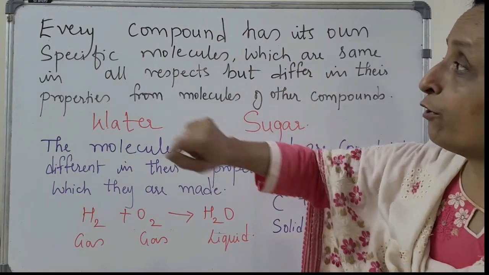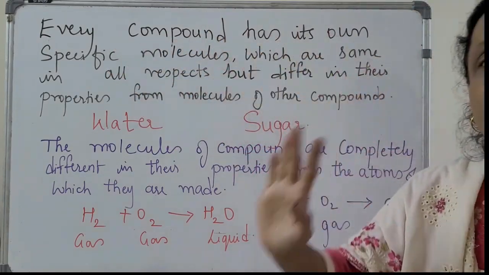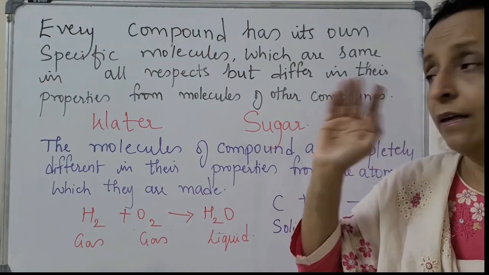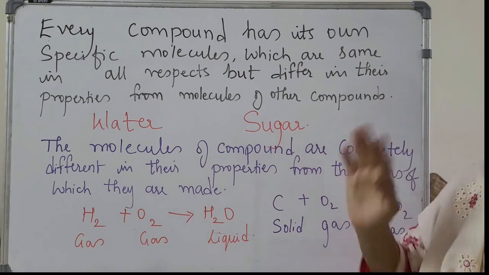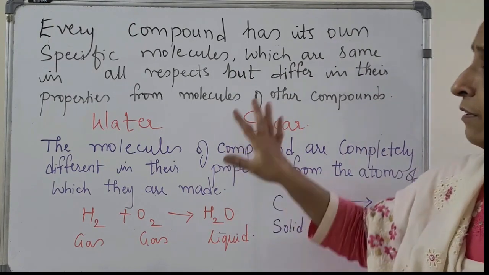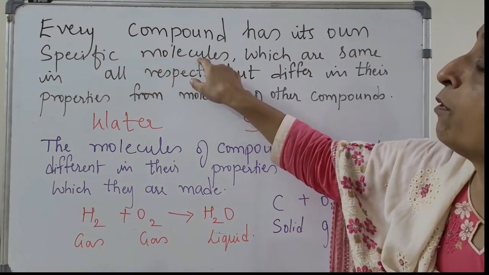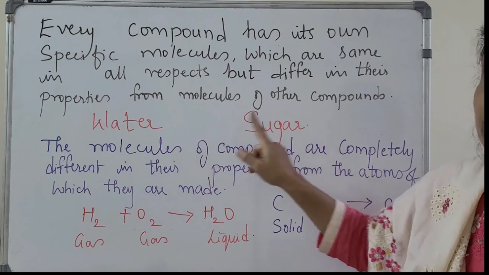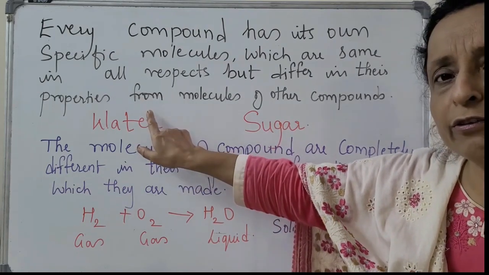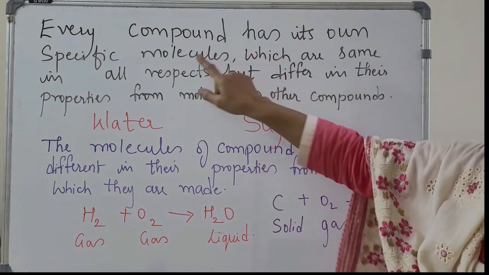It is very important for you to understand that every compound has its own specific molecules. Here, water: hydrogen and oxygen. Here, sugar: carbon, hydrogen, oxygen. They have specific molecules. So specific molecules are present in each compound. These are the two examples. Water will have hydrogen, oxygen. Sugar will have carbon, hydrogen, oxygen.